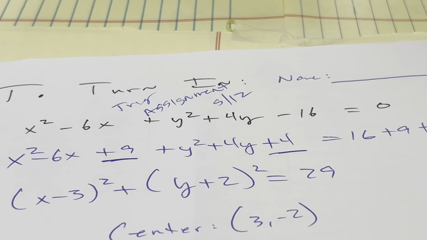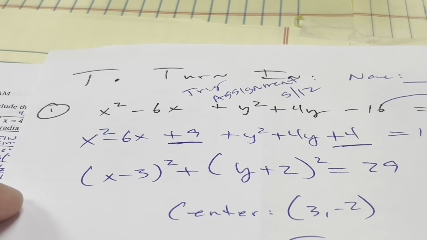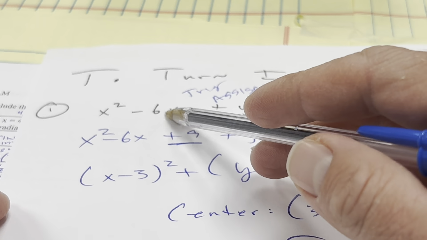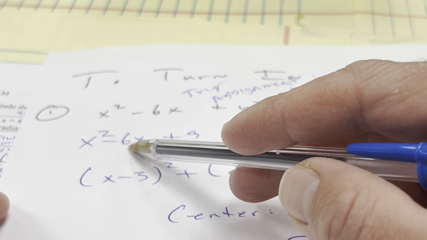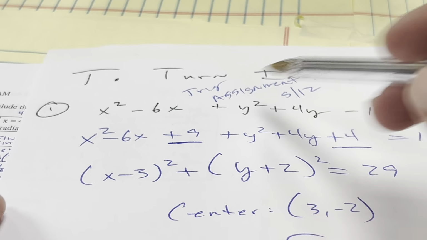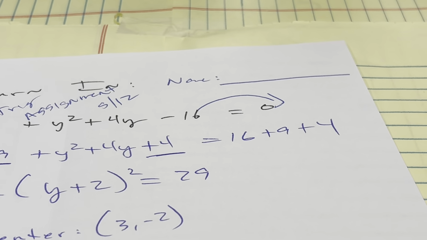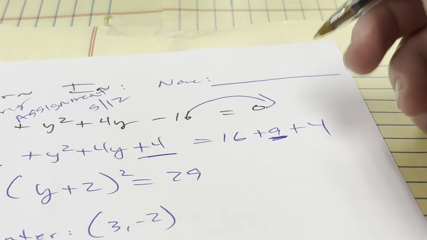Okay, let's complete the square. It's already in order. You just got to move the 16 over first. Okay. I asked myself, here's the middle term, -6. What's half of it? -3. What's -3 squared? 9. All right. So if I add 9 to the left, I'm going to add 9 to the right.